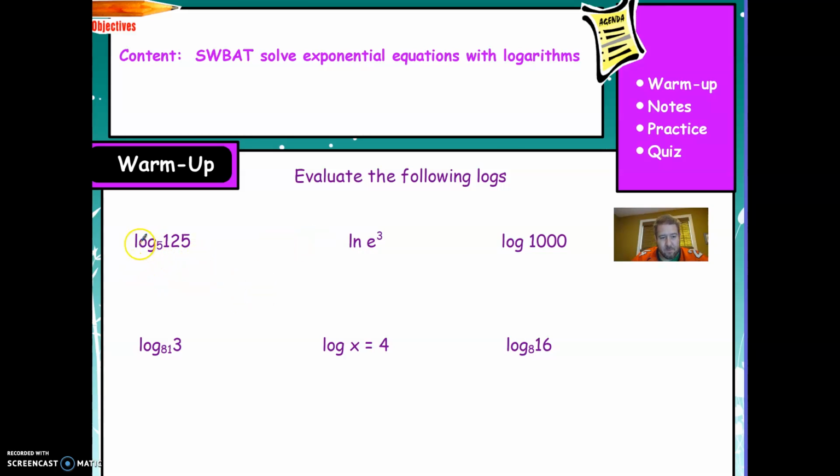This is solving exponential and logarithmic equations, Lesson 2. What power of 5 is 125? That would be 3. Now, the natural log of e to the third power.